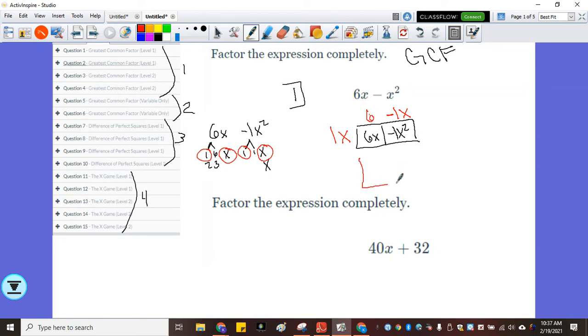So your answer, make sure when you plug in your answer, oh my goodness, it's an awful box. Your greatest common factor goes out front, and then what's left over goes on the inside. 6 minus 1x.